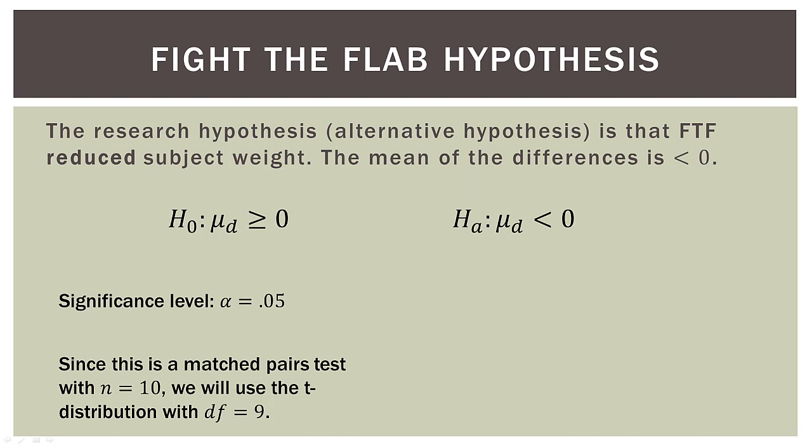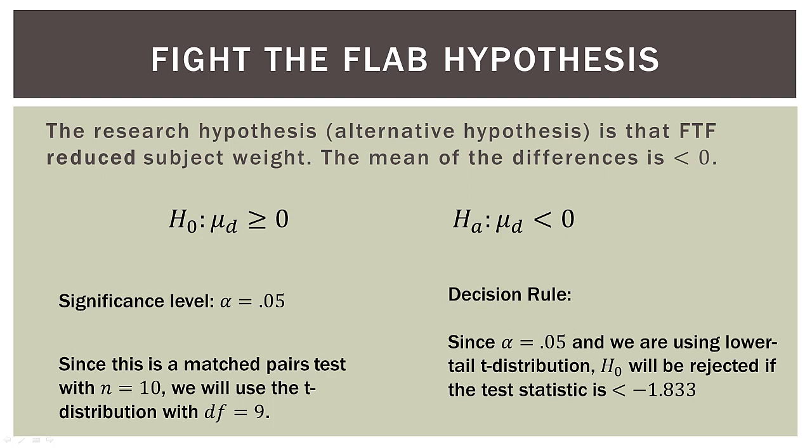Now since this is a matched pairs t-test with a sample size of 10, we're going to use the t-distribution with degrees of freedom of 9. So in this matched pairs case, our degrees of freedom are n-1. In this case, 10 minus 1 is 9. So what is our decision rule? Since alpha is 0.05, and we are using the lower-tailed t-distribution, because remember, we're interested in weight loss, our null hypothesis will be rejected if the test statistic is less than negative 1.833.